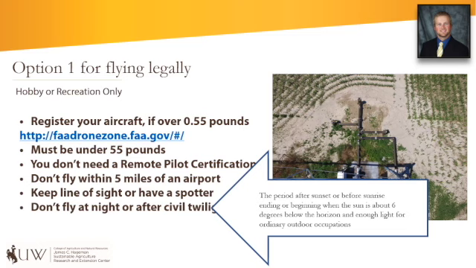Don't fly within 5 miles of an airport. You have to keep line of sight of the drone or have a spotter like we talked about. You can have a spotter go out further away that is able to keep an eye on the drone and keep in radio contact with you. Do not fly at night or after civil twilight. I had to look this up, don't worry. Civil twilight is described as the period after sunset or before sunrise, ending or beginning when the sun is about 6 degrees below the horizon and enough light for ordinary outdoor occupations.